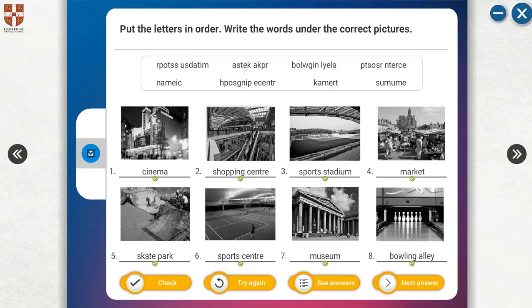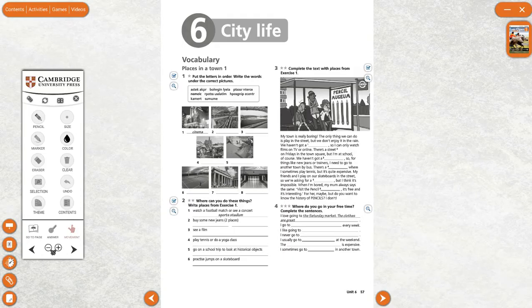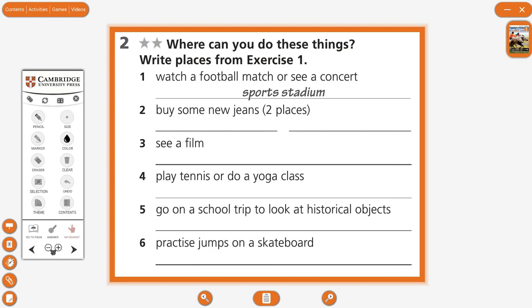Okay, I passed to the other exercise. Number 2, look at exercise 2. Where can you do these things? Write the right place from exercise 1. Well, in this exercise, first you will read the definitions or the sentences about the words in exercise 1. Then write the places under the definitions.